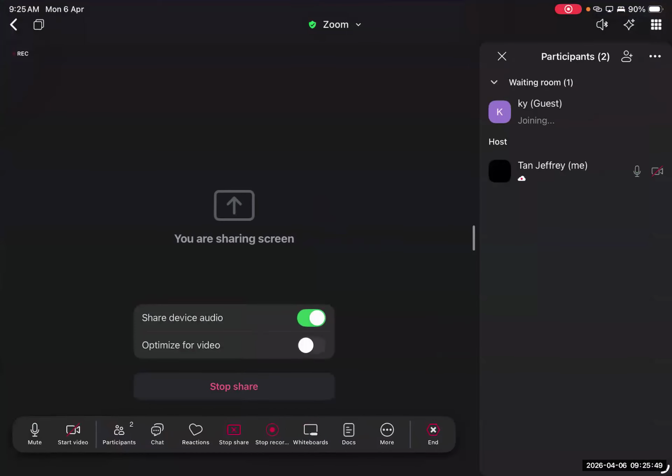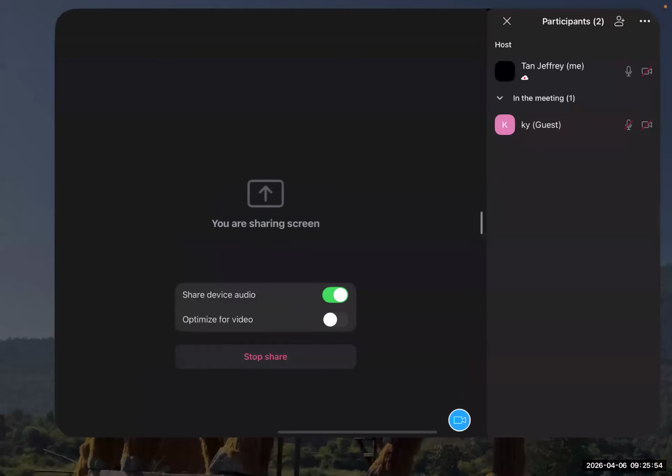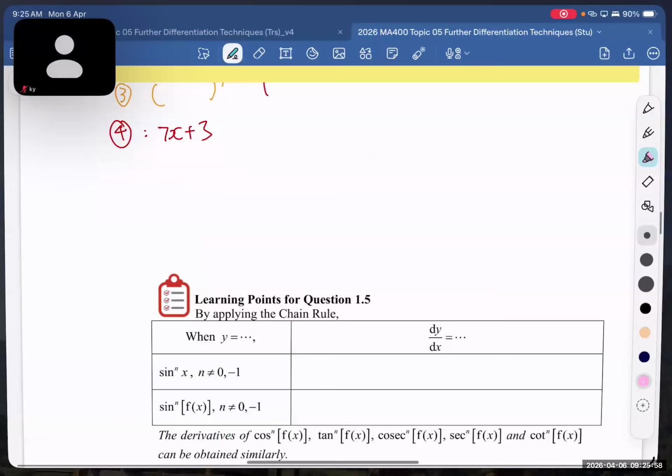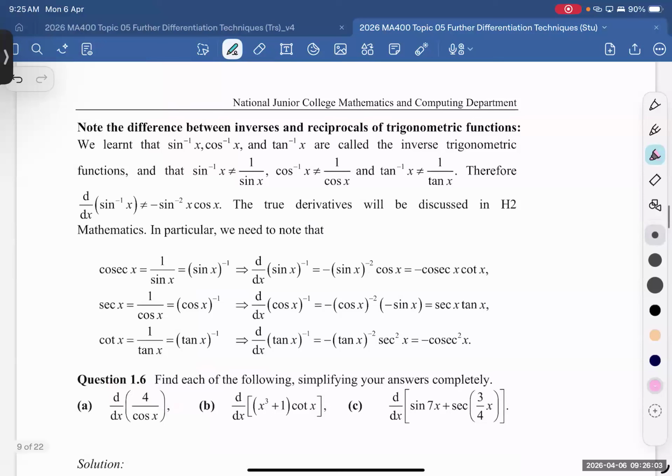Oh, Kang Yu, I saw you. Hey, can I? Entire in terms of y means all your variables must change to y. There will not be any x present.